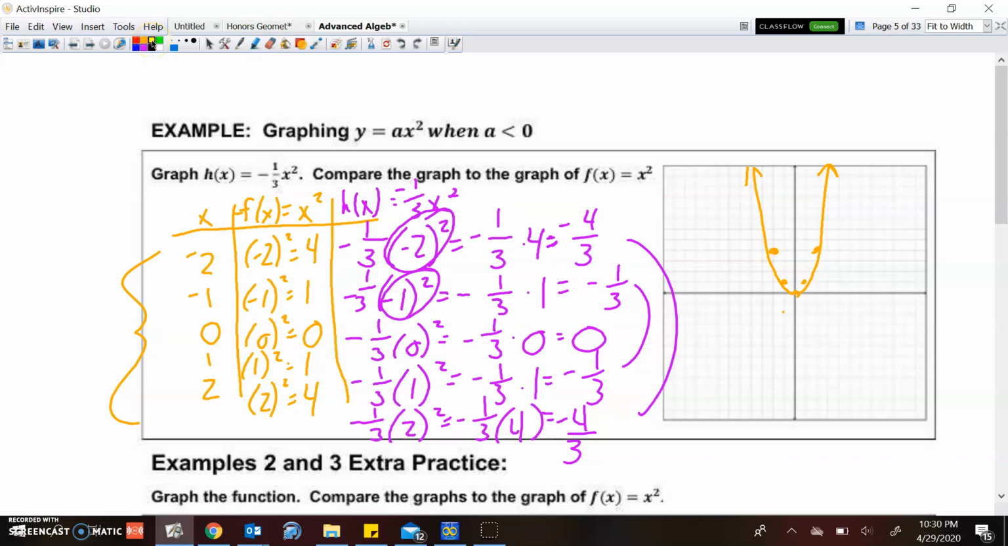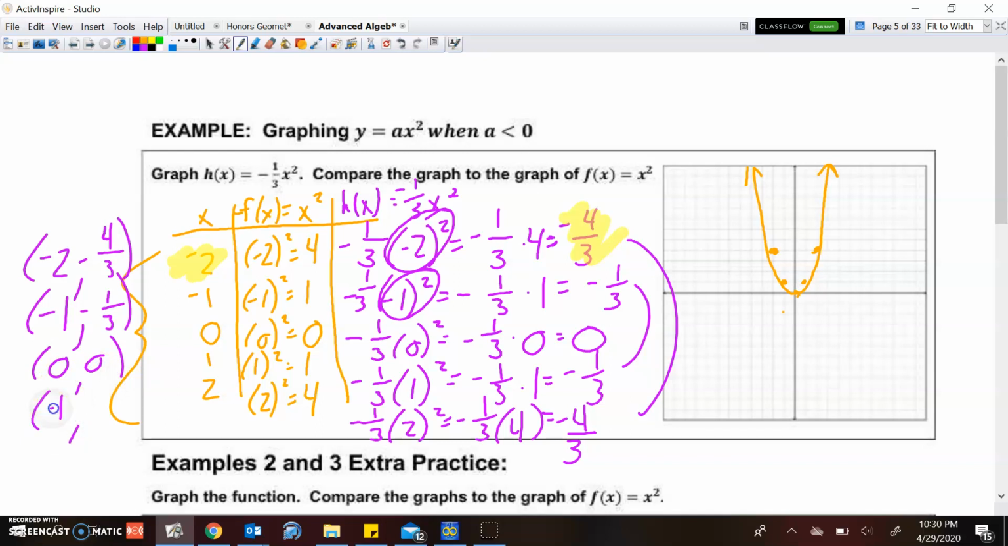Okay, so I know it's a little sloppy, but my first point I'm going to plot, and the way I'm looking at this is my x value of -2, my y value is -4/3. And if you even want to write that, -2, -4/3, that's my first point. Then I have -1, -1/3. Then I have 0, 0, 1, -1/3, and then 2 and -4/3. So again, the way I got these was my input, my output, my input, my output, my input, my output. Okay? All right, so let's graph this one.